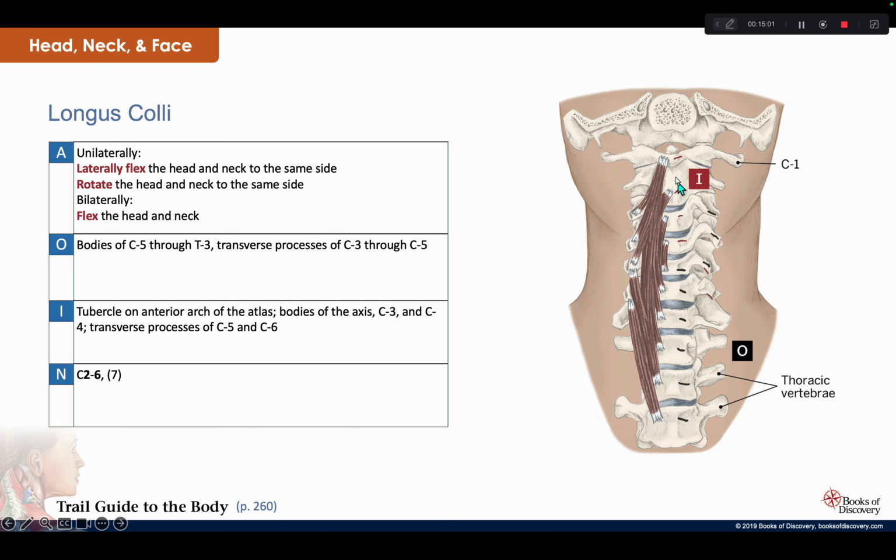Usually if you have a rotating muscle, it's going to cross at a diagonal, and that's how you get that rotation. A lot of flexion and extensions tend to be a little more straight. Not always. Bilaterally, working together, this muscle is going to flex the head and neck.